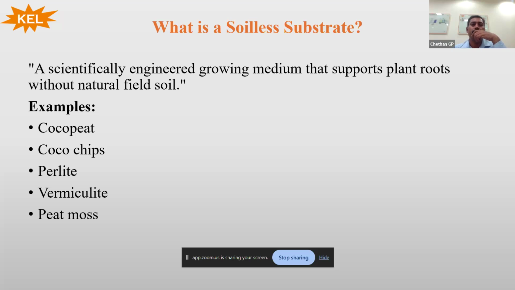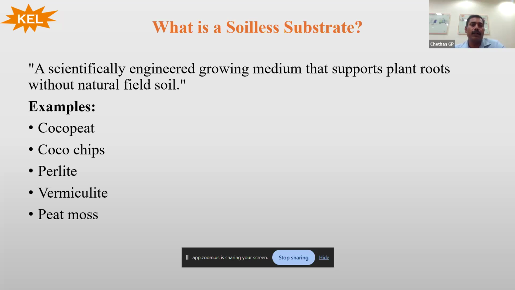For example, there are many substrates which we can use as a soilless substrate: cocoa peat, cocoa chips, perlite, vermiculite, and peat moss. Soilless substrate is much more than just a mixture of different materials. It is a carefully engineered root zone environment designed to optimize plant growth.